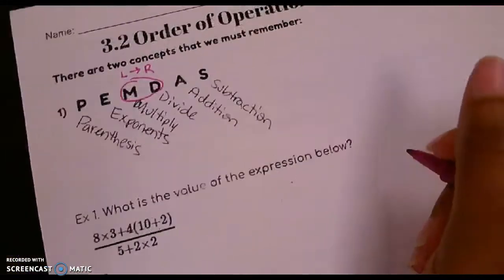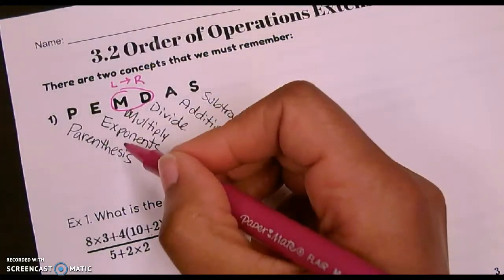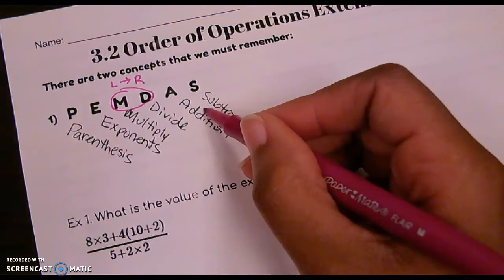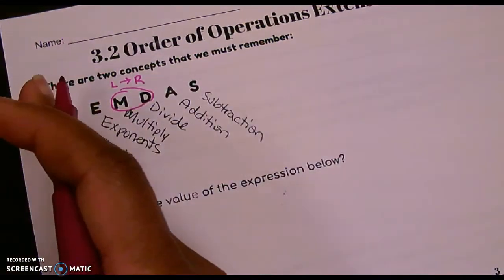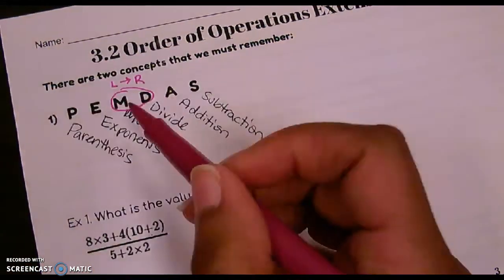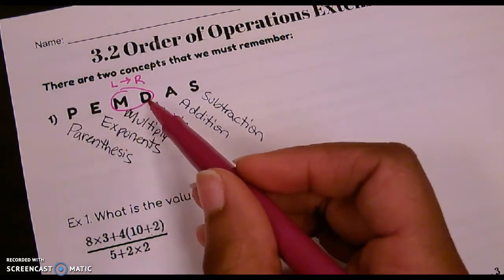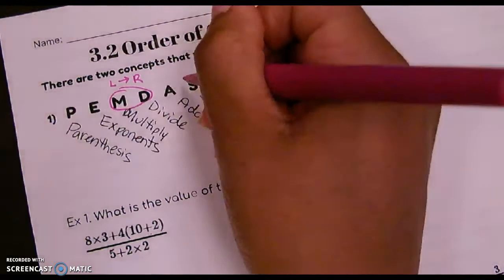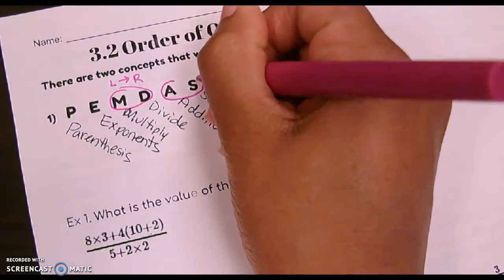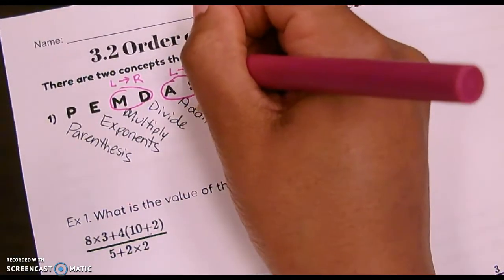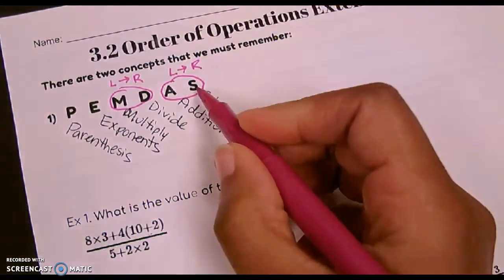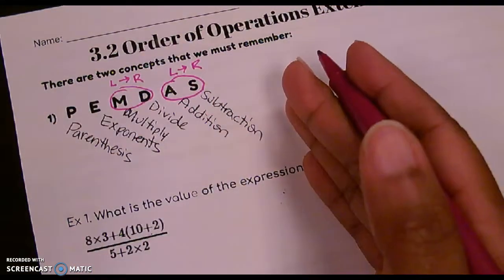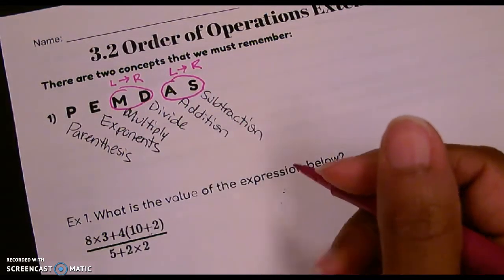Okay? So in a problem, if we have a division symbol before the multiplication symbol, we're going to look going left to right. Whichever one of these comes first, multiplying or dividing, that's the one we're going to solve first. The same rule applies with addition and subtraction. Going from left to right, whichever symbol that we see first in the problem, that's what we're going to solve.